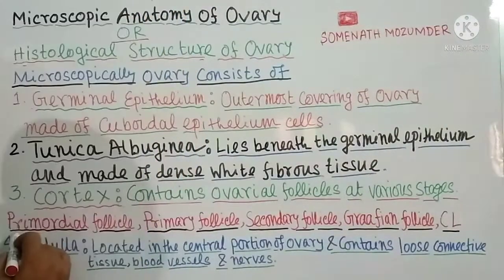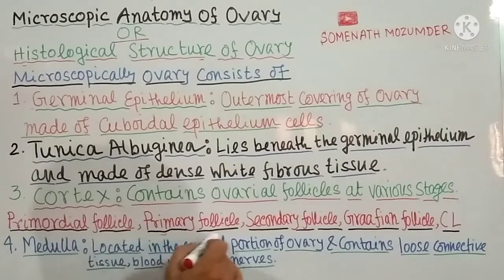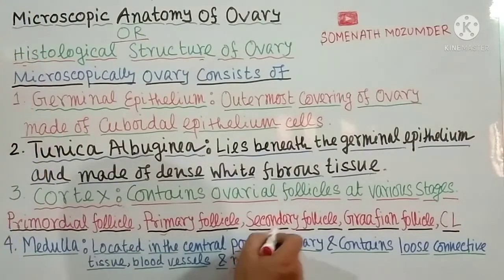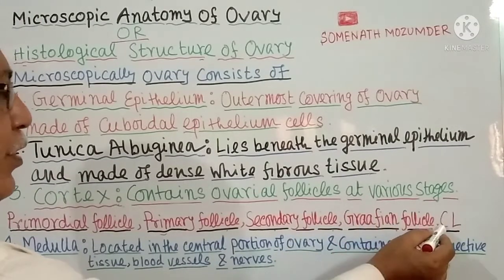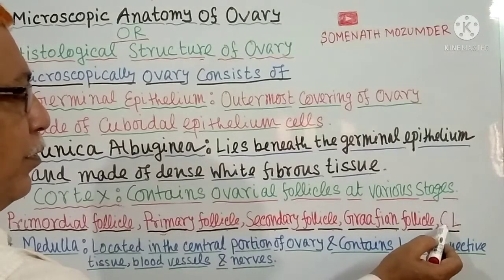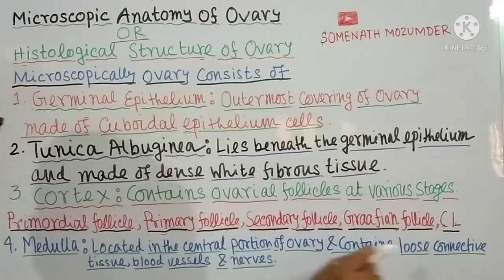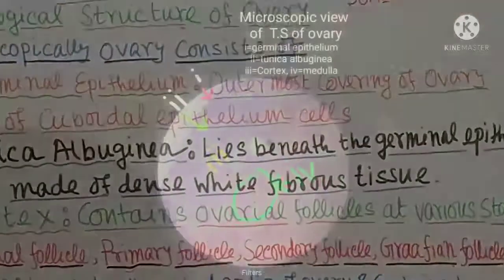Cortex, it contains ovarian follicles at different stages of development. They are primordial follicle, primary follicle, secondary follicle, Graafian follicle, and CL means Corpus Luteum. And then number 4, medulla of ovary, located in the central portion of the ovary and contains loose connective tissue, blood vessels, and nerves.